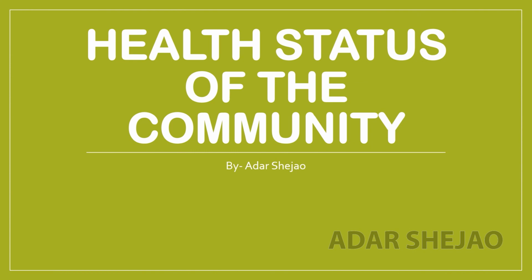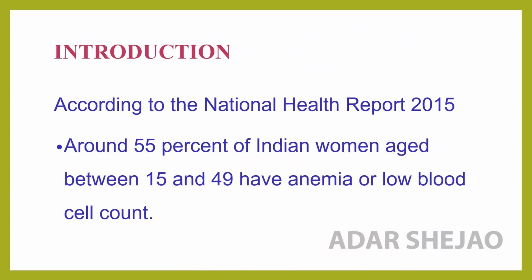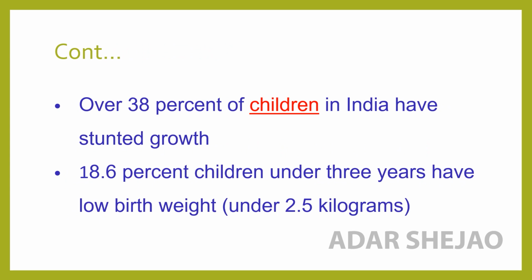Health status of the community. Introduction. According to the National Health Report 2015, around 55% of Indian women aged between 15 and 49 have anemia or low blood cell count. Over 38% of children in India have stunted growth. 18.6% of children under 3 years have low birth weight, under 2.5 kilograms.